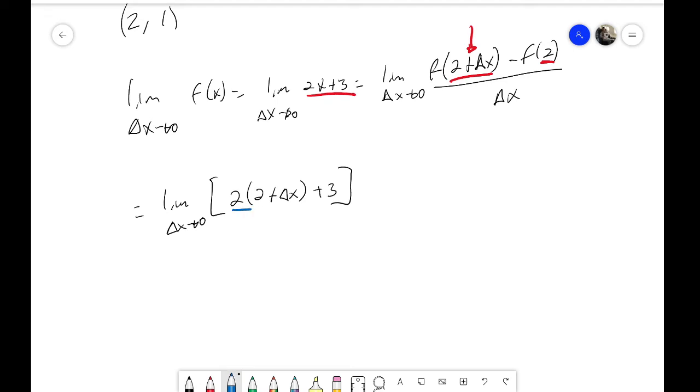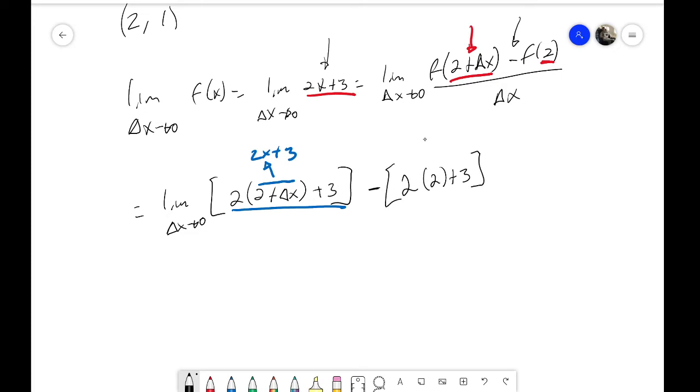So what I just wrote here is 2x plus 3, and this is replacing the x. Okay, so that's what it means to evaluate the function at that value. Minus, this minus comes from the formula right up here, f of 2. Well, f of 2 is just, again, this function evaluated at the value of 2. So that's just 2 times 2 plus 3.